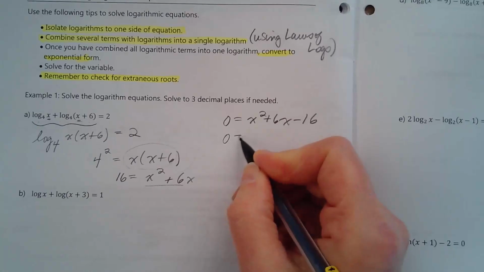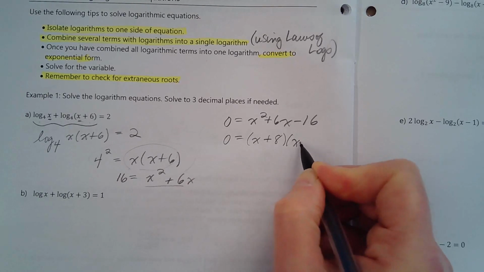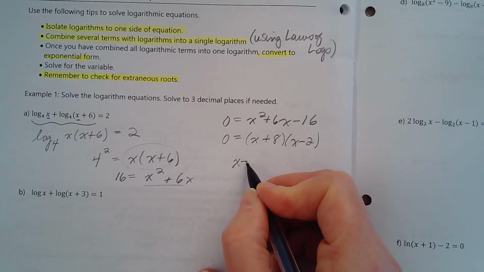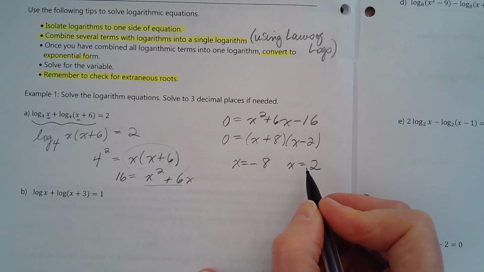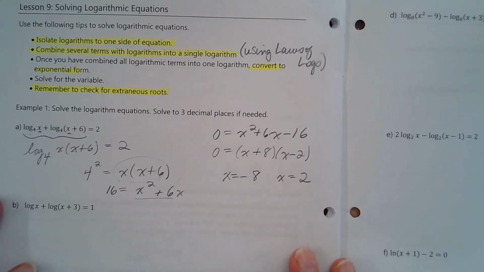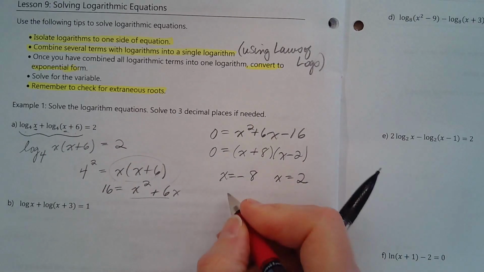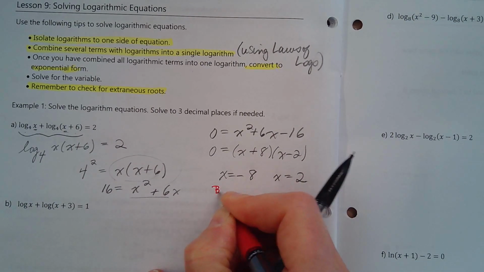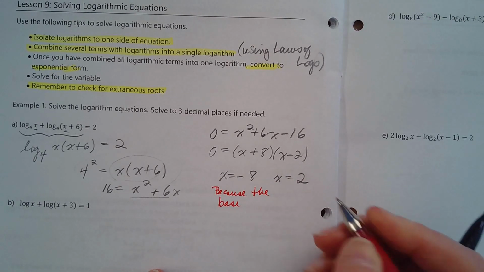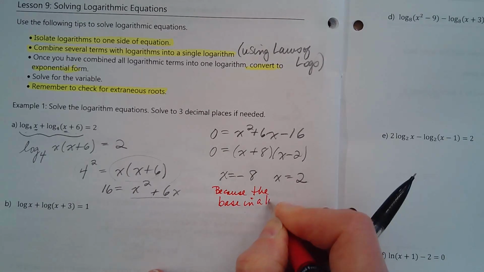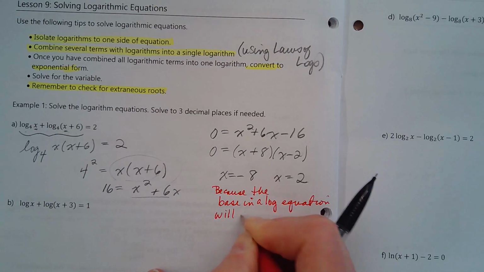Okay, so 0 equals x plus 8 times x minus 2. So I solve and I get x equals negative 8, x equals 2. Now, it says check answers for extraneous roots. This is a big deal here. Because the base in a log equation will always be positive.